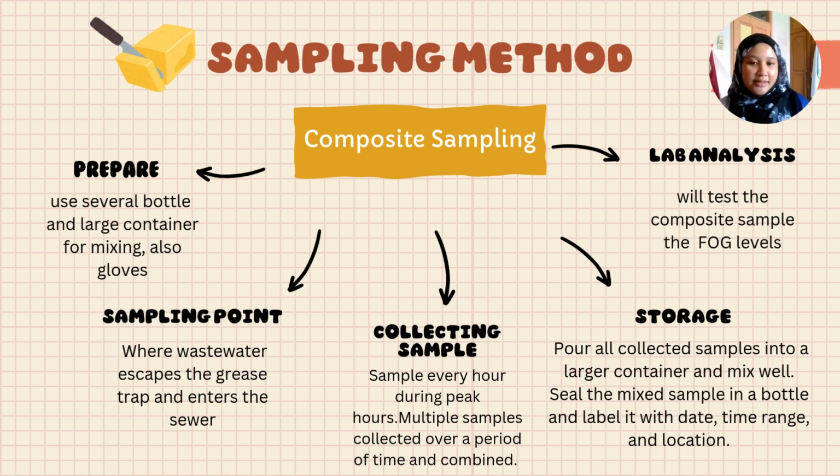How to collect the samples is, for this sampling method, composite sampling, we need to sample every hour during peak hours. So multiple samples will be tested and combined. And then the storage, after we get all the samples, we pour all the collected samples into a large container that we have just now and mix it well.